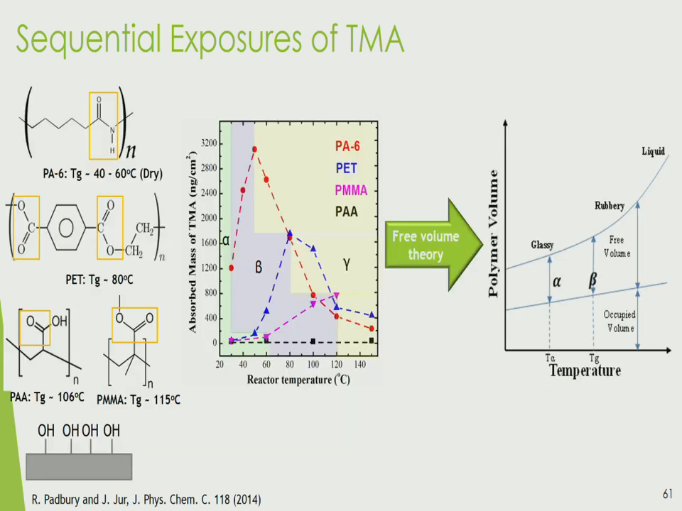And this is actually what it looks like if you start to look at the mass absorbed of the TMA as you change the reactor temperature. And these different regions, so this is operating at 60 degrees. The reactor temperature is gradually changing. This is the mass uptake. So the closer that we are to the Tg, it seems that we have an increase in the total infiltration of this material.